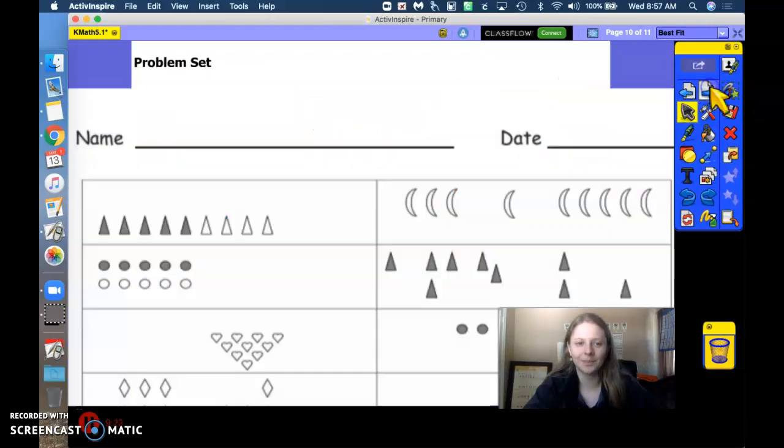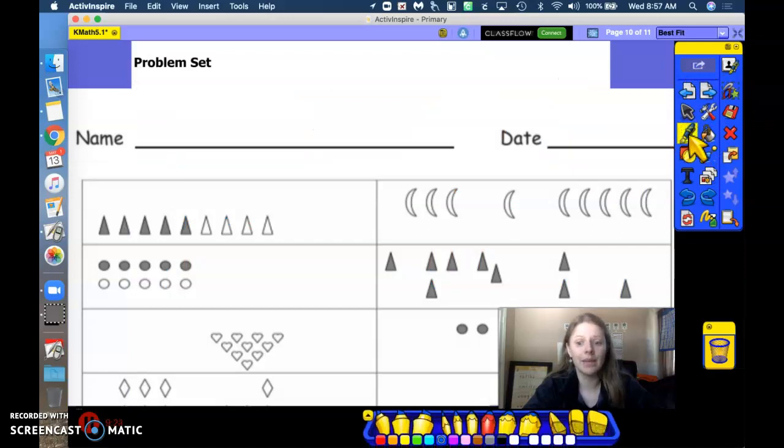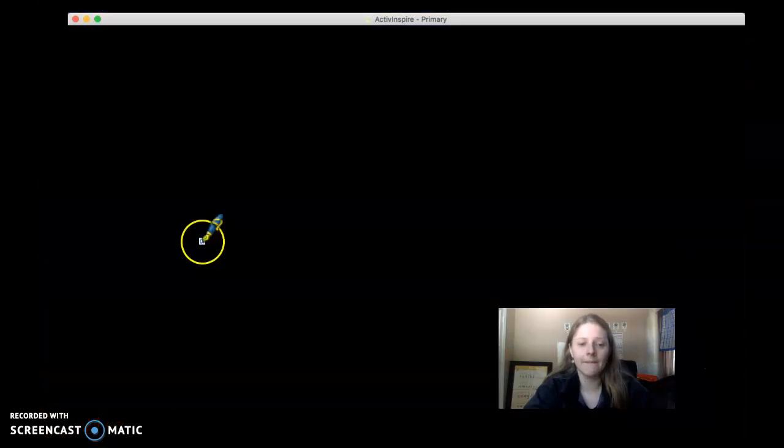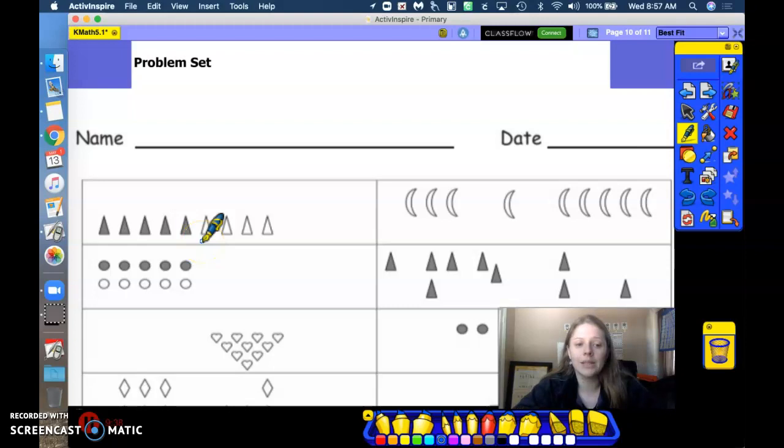Great job. All right, we're going to do the same thing for our problem set today. We're going to take a look at our objects, and we're going to circle a group of 10. So I can see really quickly that I have 5 gray squares, and I only have 4 white squares. So I know that I cannot circle anything in this one. There is not 10 in this one.